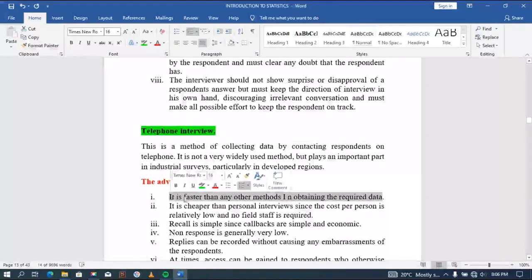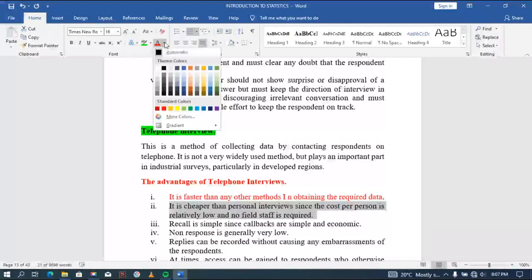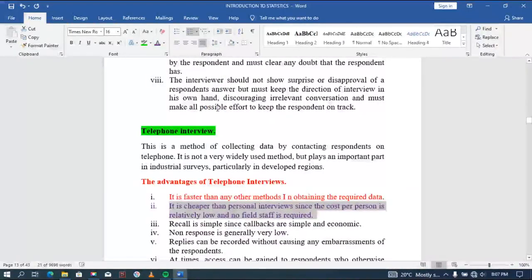Telephone interview. Two, it is cheaper than personal interviews, since the cost per person is relatively low and no field staff is required. So as a research company, you may not need to employ research personnel to go to the field, because you simply make a phone call from either your office or your place of work.